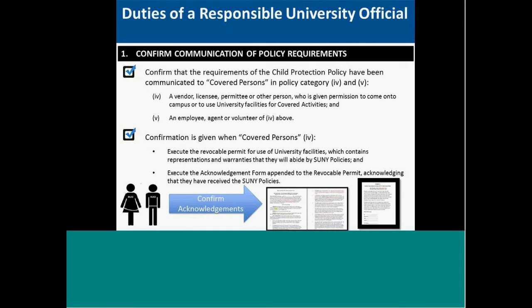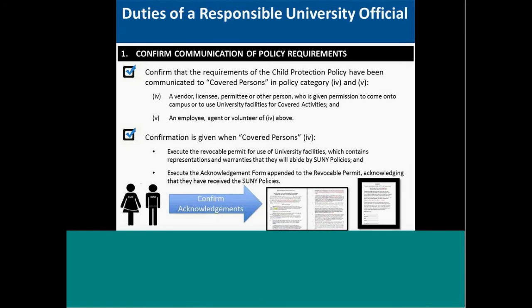So, for example, if the local Boy Scouts is using a classroom on campus to conduct a camping safety class, the Boy Scouts must be informed of the policy. It is then the Boy Scouts' responsibility to inform their employees, agents, or volunteers of the policy requirements. Let's take a look at exactly how the responsible university official makes these communications.